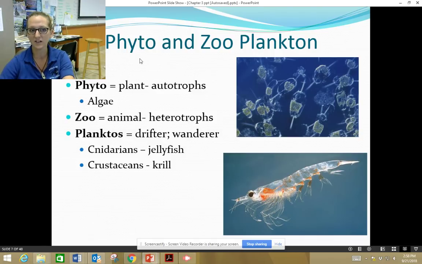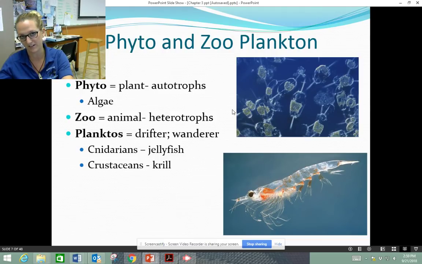Phyto and zooplankton. Phyto is plant, or again, something pertaining to photo, and they're autotrophs. An example is algae. Zoo is pertaining to animals, so those are heterotrophs. Hetero, troph, different feeder. They have to eat something else for energy. Zooplankton are like tiny, tiny larvae of animals. And again, you're an animal if you're consuming something else for energy. Zooplankton will feed on phytoplankton.